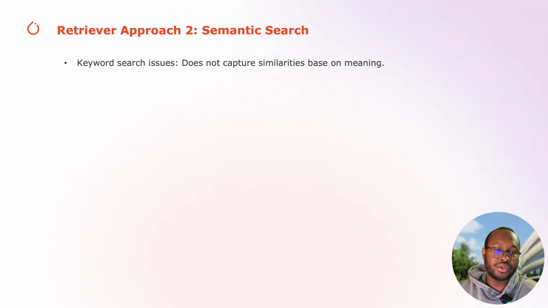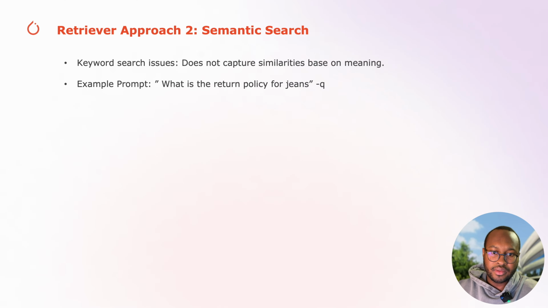A second approach to retrieving documents is semantic search. The problem with keyword search is that it doesn't retrieve relevant documents based on meaning. Let's say we have this input prompt: What is the return policy for jeans?